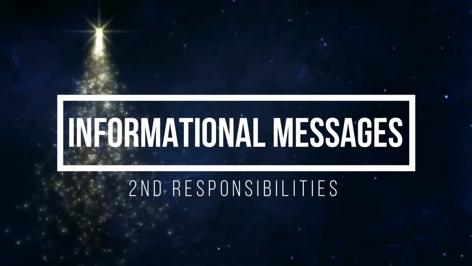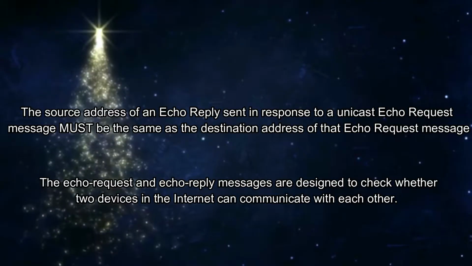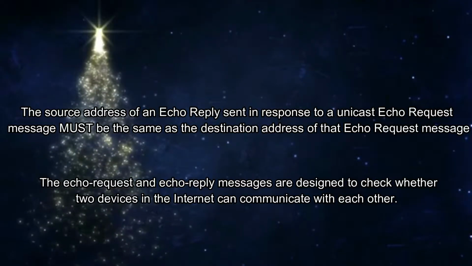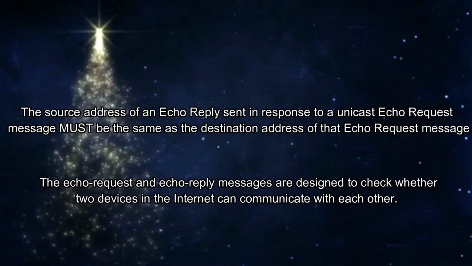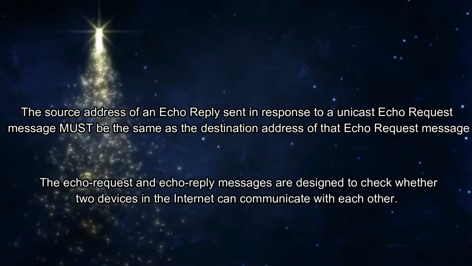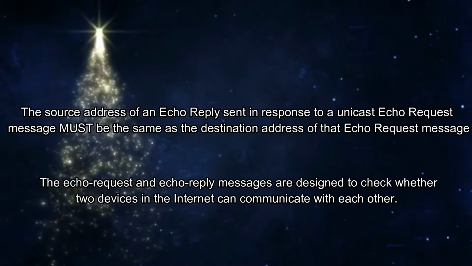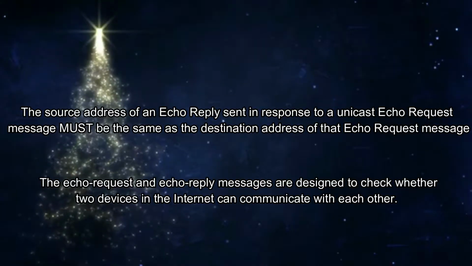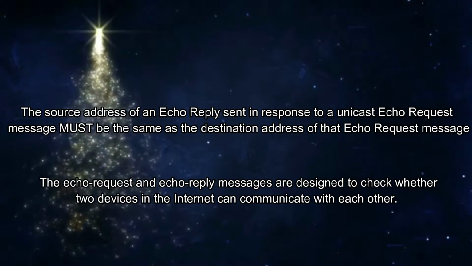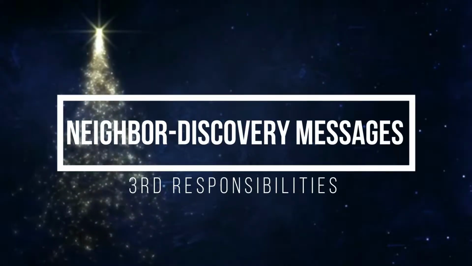Informational message. The source address of an echo reply sent in response to a unicast echo request message must be the same as the destination address of the echo request message. The echo request and echo reply messages are designed to check whether two devices in the internet can communicate with each other. Neighbor discovery message.